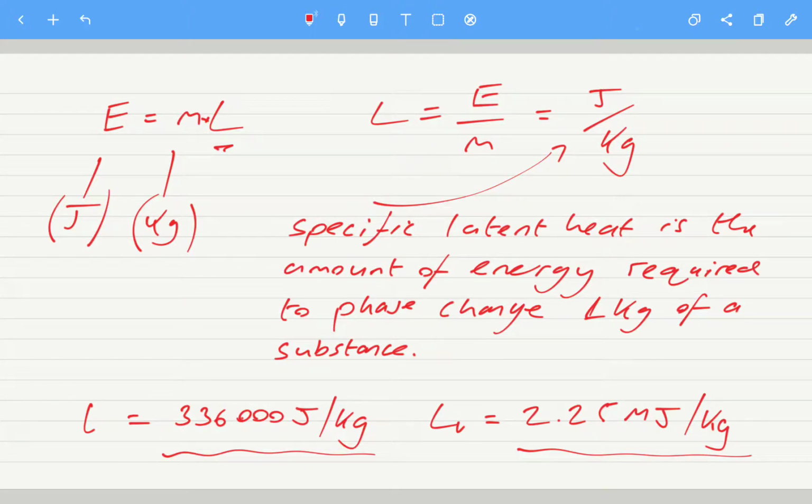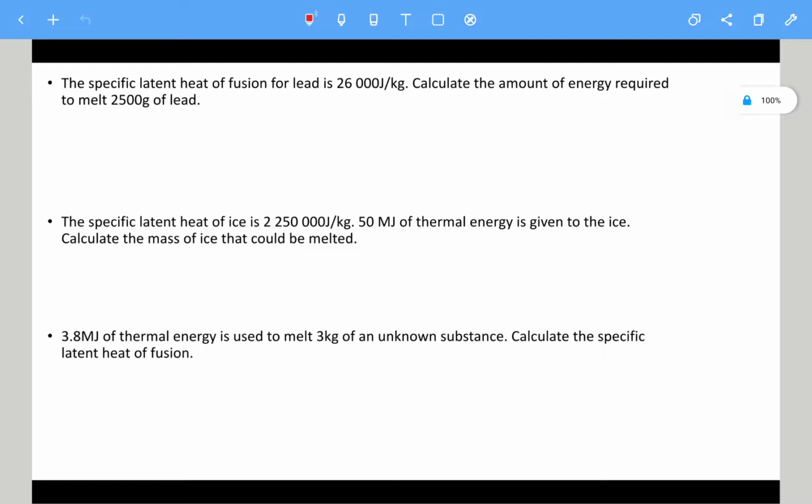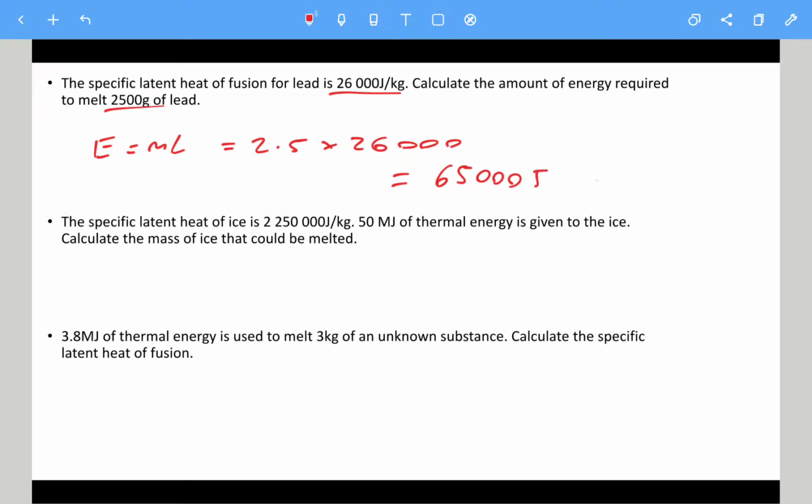Okay, let's move on. Let's do some questions. So let's pause and have a go at these, and then I'll take you through the answers. So the first one, the specific latent heat of fusion for lead is 26,000 joules per kilogram. Calculate the amount of energy required to melt 2,500 grams of lead. So E equals ml. So straightforward, it's mass times latent heat, so it's 2,500 grams, so we have to divide that by 1,000, so that gives us 2.5 kilograms, multiplied by 26,000. Put that in your calculator. That gives us 65,000 joules of energy. Or you could write 65 kilojoules.